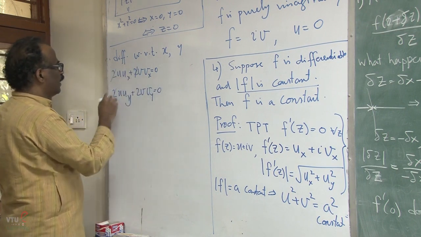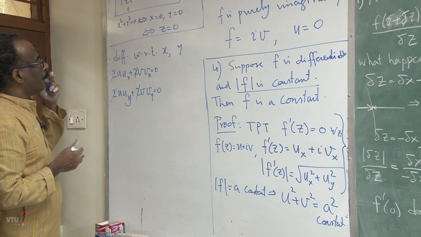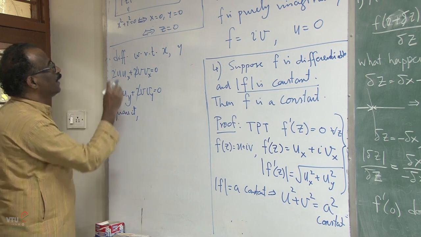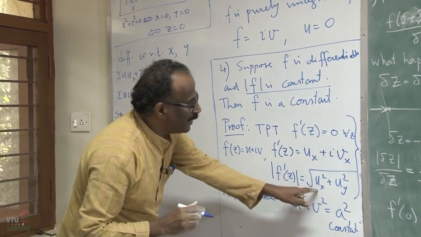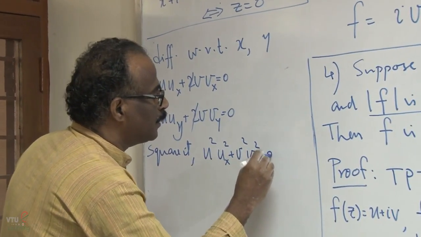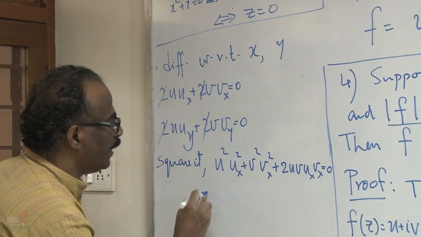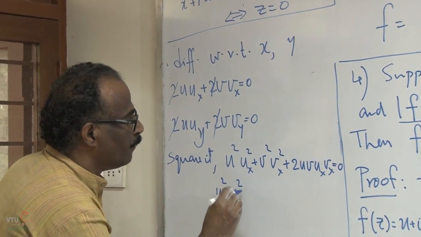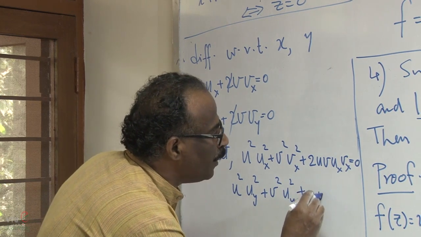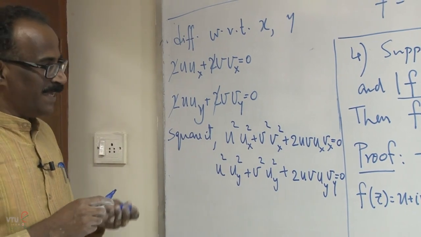So remove 2 here and you still get u ux plus v vx equal to 0. Now square it, this whole thing, because I need ux square, that is what I am looking at. I get u square ux square plus v square vx square plus 2uv ux vx equal to 0. Square the second equation, you get u square uy square plus v square vy square, plus 2uv uy vy. Do you observe something here?